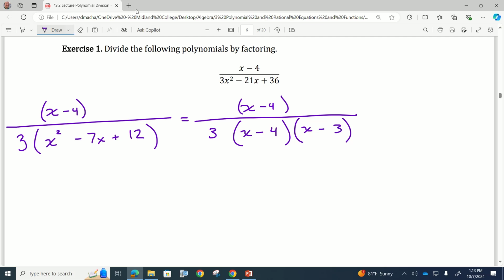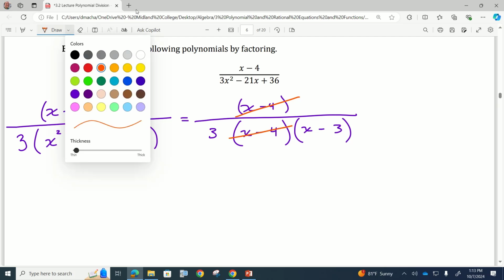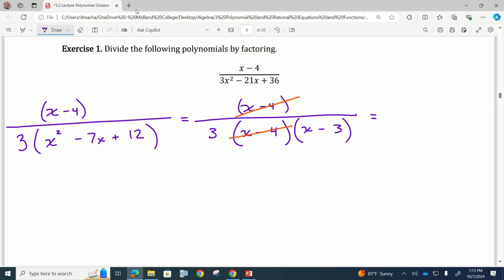Just like that. And once again, just like before, I'm going to cancel out the common factor that I have in the numerator and denominator. And this would become 1 over 3x minus 9. I went ahead and expanded by distributing this 3 to the x and distributing the 3 to the negative 3. So you factor the top, factor the bottom, cancel the common factors, and simplify. Any questions?